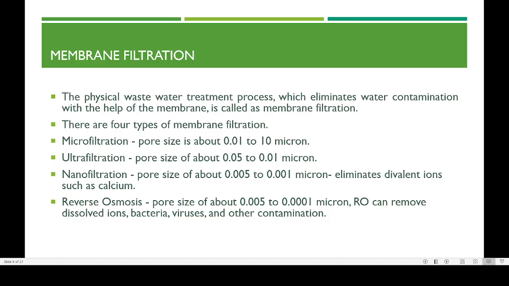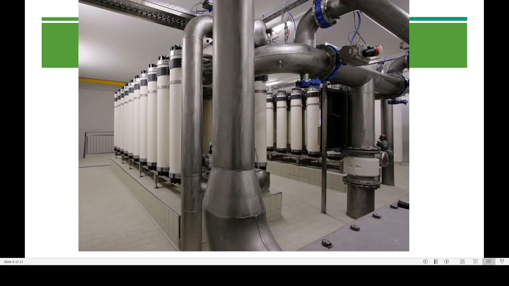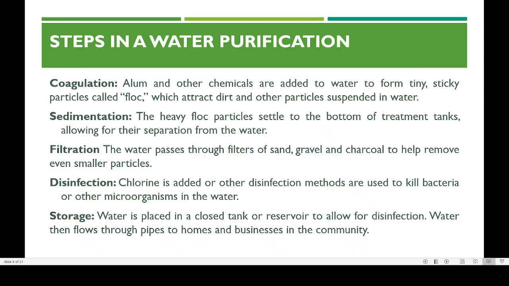That gives you an idea of how the RO system is actually working. Now we move to another topic: what are the different steps in water purification. So this is the primary treatment. Now if we go to another, there are about 5 different steps in water purification, known as coagulation, sedimentation, filtration, disinfection and storage. For example, if you go to the Kerala Water Authority, they will be following these 5 steps.